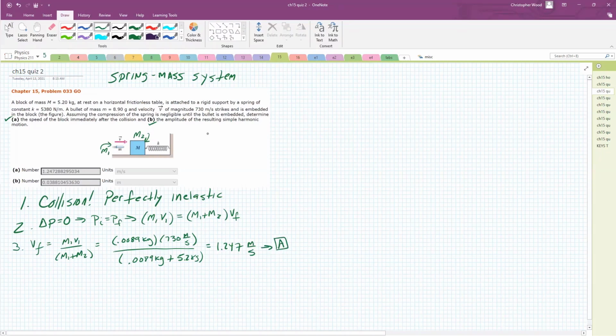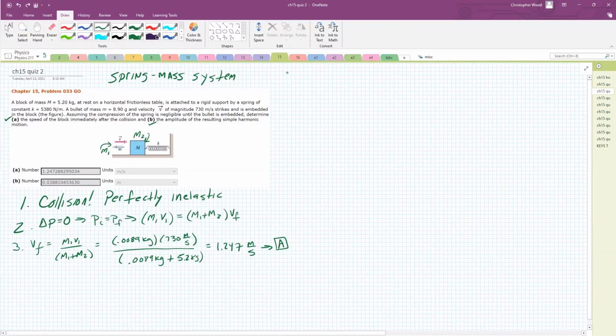Part B says, what's the amplitude of the resulting simple harmonic motion? Okay. So when this bullet crashes into the block, it's going to go bouncing back and forth. The block with the bullet embedded in it is going to go over here for a while, and then it's going to bounce back and forth according to simple harmonic motion. So it's going to oscillate back and forth because of the kick it got from that bullet.